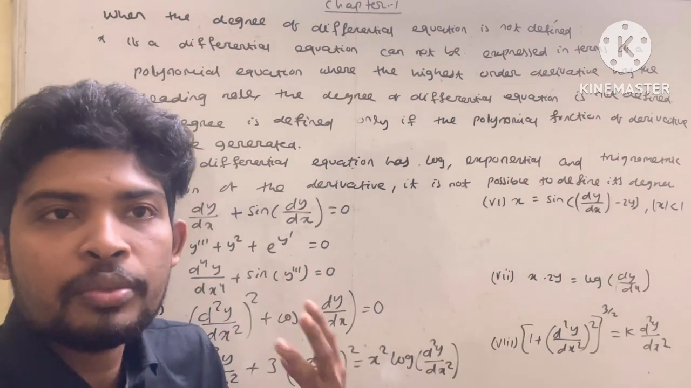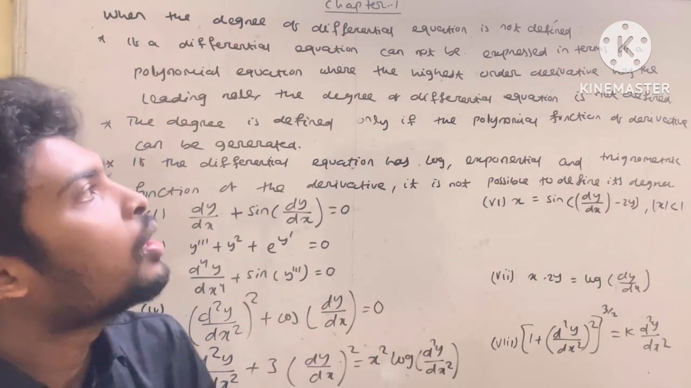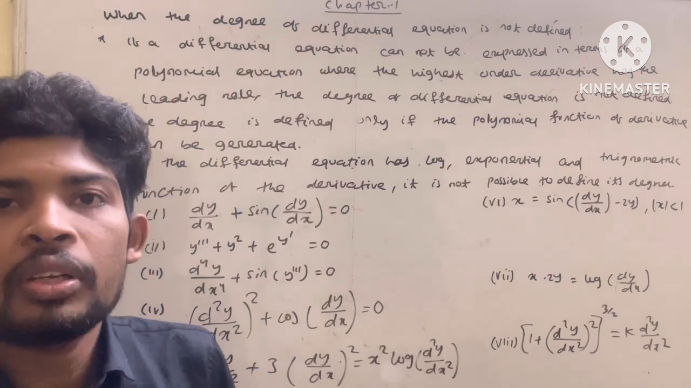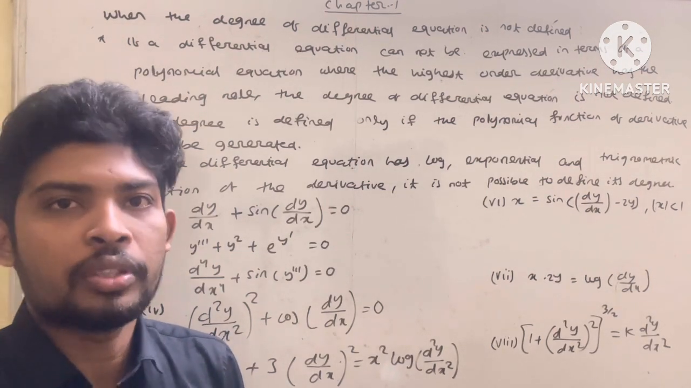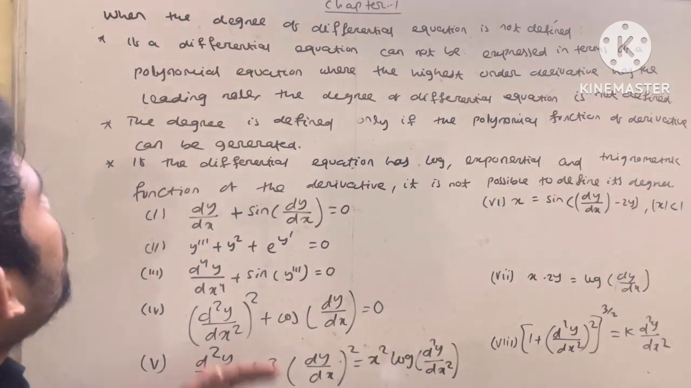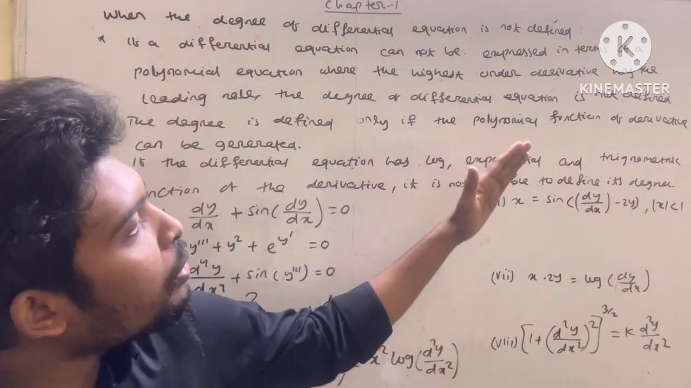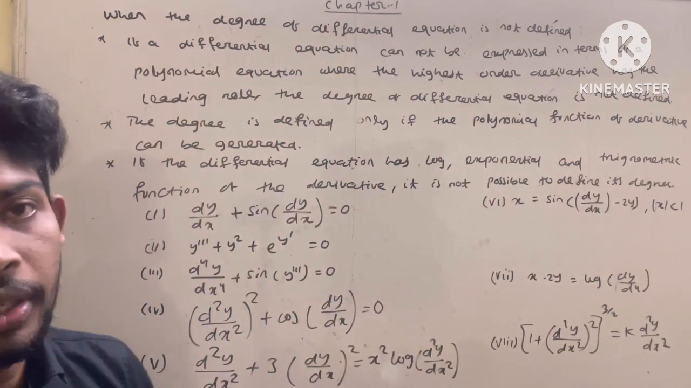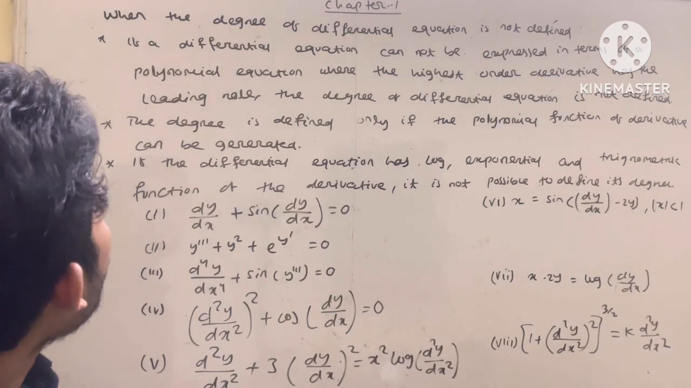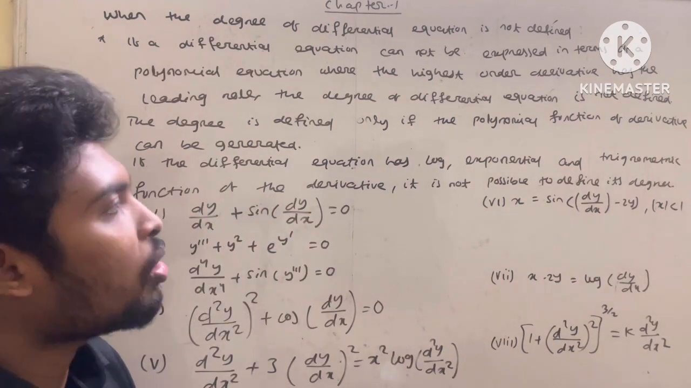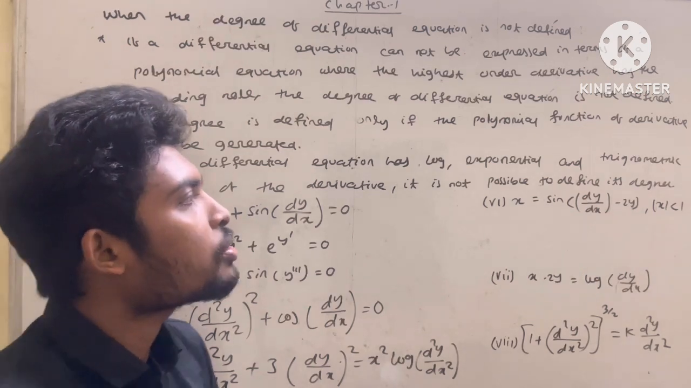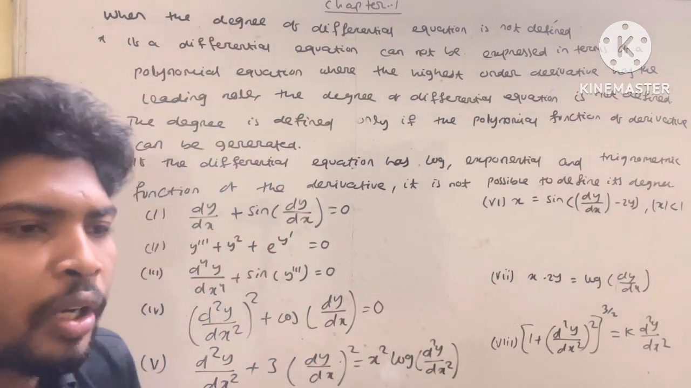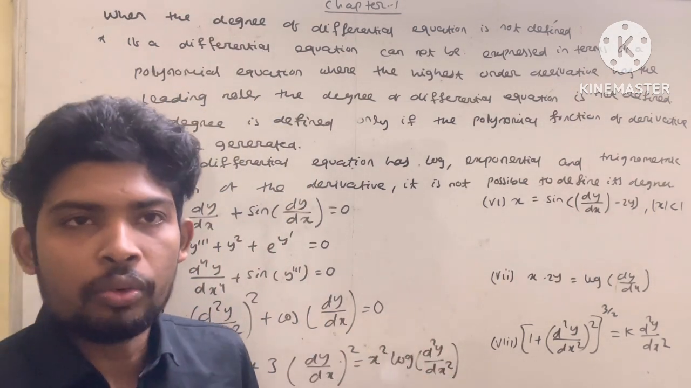If you cannot express the highest order derivative in a polynomial equation, then you cannot find out the degree of the differential equation. The second point: the degree is defined only if a polynomial function of the derivatives can be generated. And the third: if the differential equation has log, exponential, or trigonometric functions of the derivative, it is not possible to define its degree.